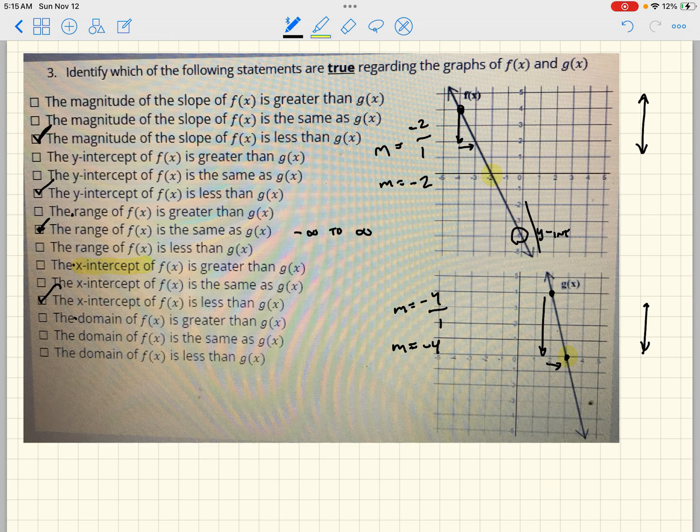And then the last thing is the domain. Well, domain is your left to right. So if you look left to right, we go forever left and right here. We go forever left and right here. So in this case, the domain would also be the same for each one.